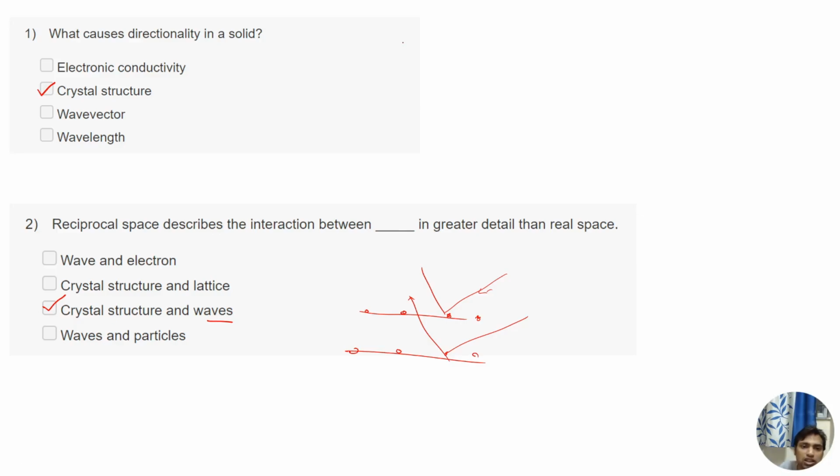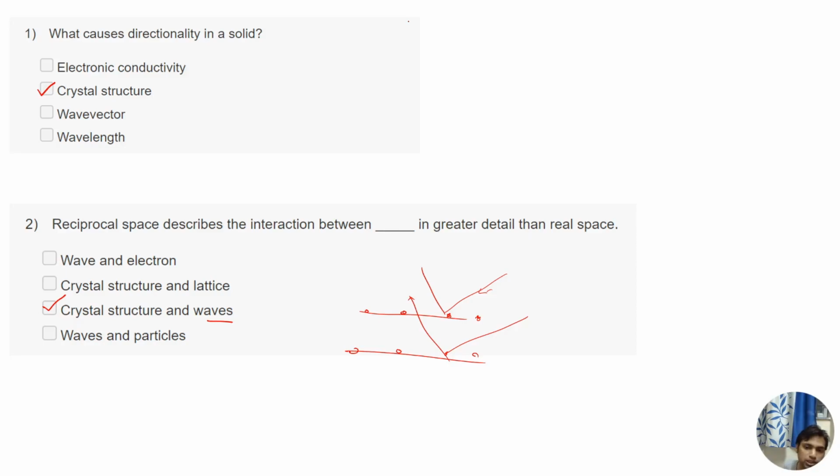Yeah, this you can understand, right? Why the directionality in the solid is caused by anisotropy, that is fine. Second one, there's interaction between crystal structure and waves. Is it okay? Yeah, so why?